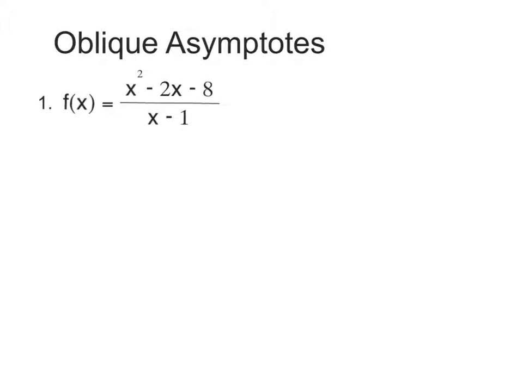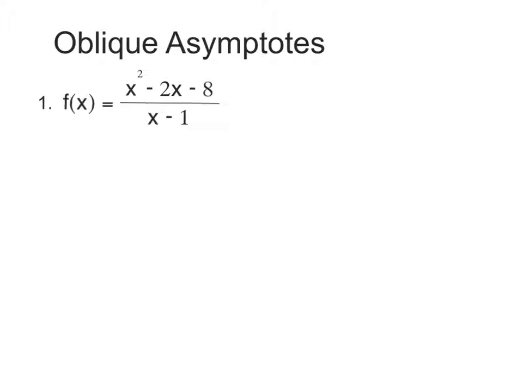Okay, well, we've seen asymptotes. We've looked at vertical asymptotes. We've looked at horizontal asymptotes. This is kind of the next step up, the next kind of weird situation with oblique asymptotes.